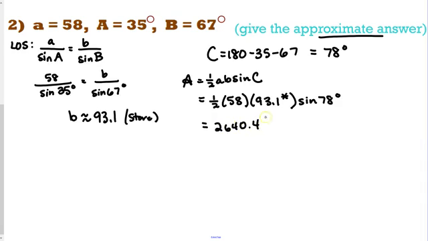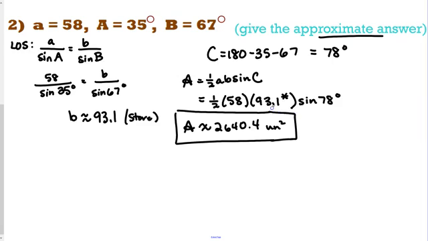2,640.4. Okay, that's a large number, but remember this is an area, and we used fairly large numbers to find it, like 58 and 93, so that's not really a surprise. And let me change those symbols so that it says approximately. And for units, I suppose we could just put square units on there. That way we're not just ignoring the fact that there would be units.